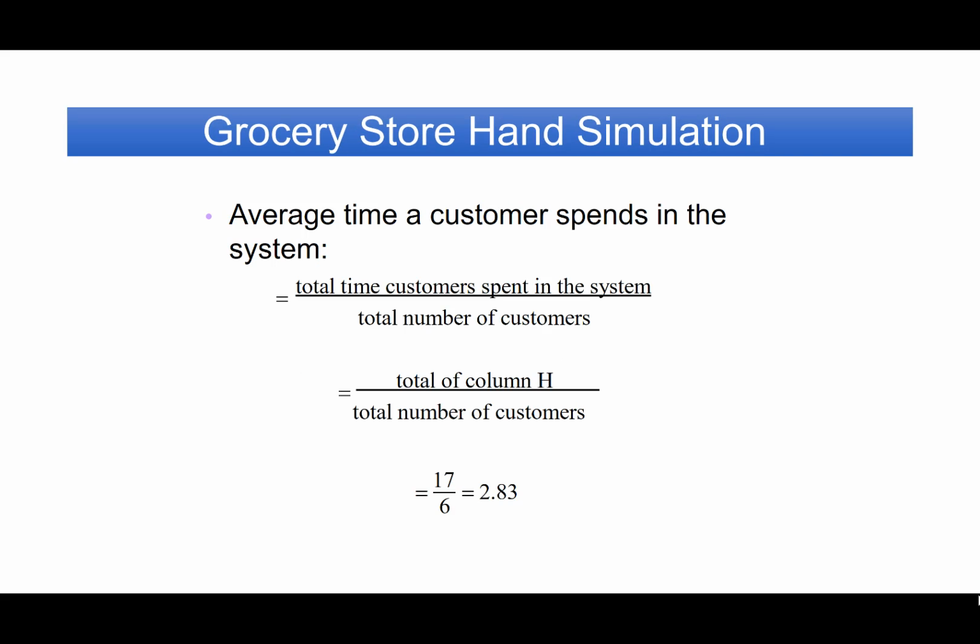The average time a customer spends in the system is calculated by the total time the customer spent in the system divided by the total number of customers. You can get this by taking the total from column H and dividing it by the total number of customers, 6. 17 divided by 6 equals 2.83 units.